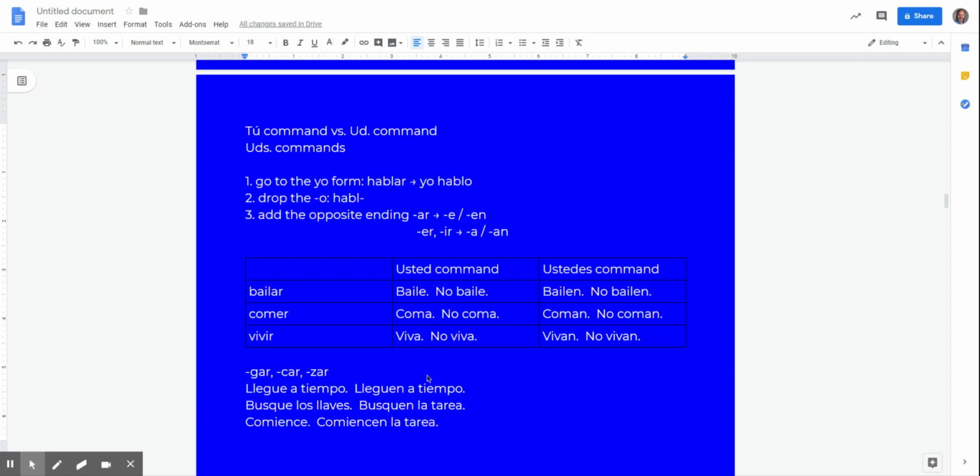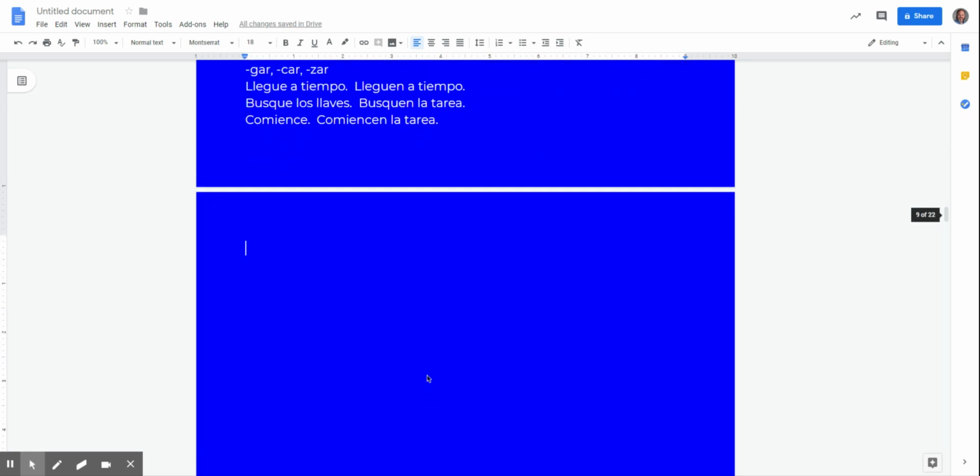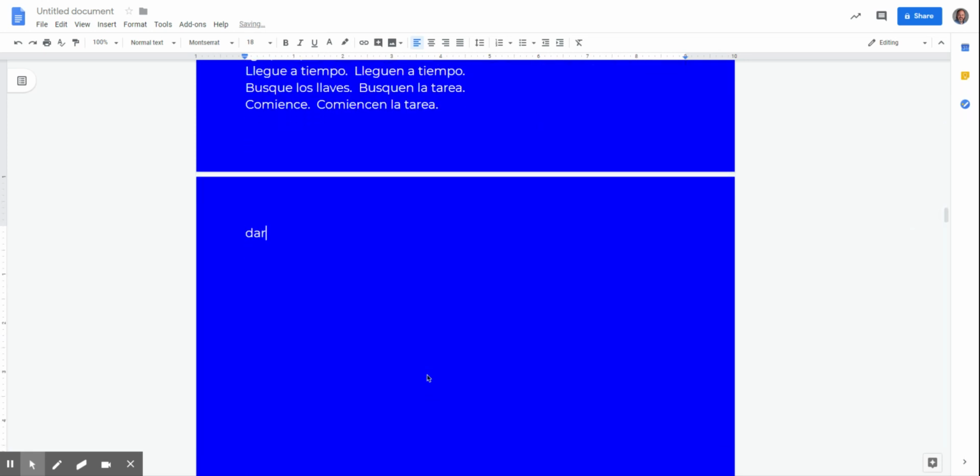And the same 5 irregulars from the last section are irregular here as well. Okay. Dar. When you make dar, you either say de, or if it's more than one, you say den, give. Okay, den or de. Ir, to go, it's either vaya or vayan. Go. Y'all go. Vayan. Saber, to know, it's sepa, or the plural form is sepan, to know something.